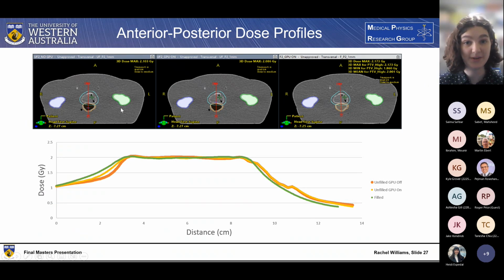Although film was not used, the dose profile for each plan is shown below, and there appears to be little disagreement between all 3 plans for dose to the prostate, which implies that should film have been used, we would have expected similar results between all three plans.